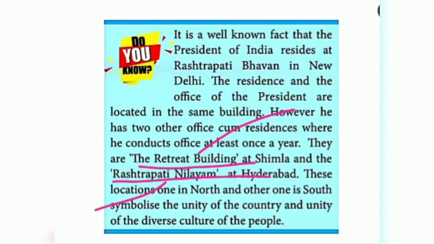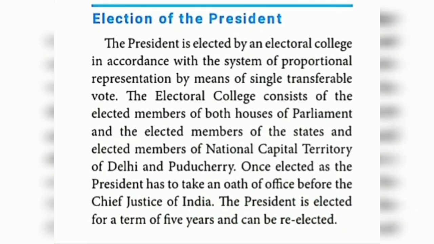This symbolizes the unity of the country and the unity of the diverse culture of the people. Diverse, in the sense, different types of culture. Different culture people are living in India. It symbolizes that in the northern part of India he has an office cum residence, and at the same time in the southern part of India also he has an office with residence. So that is given, children. This is the one word answer: Rashtrapati Bhavan is in New Delhi, his office as well as his home. Yes, then the next one, election of the president.